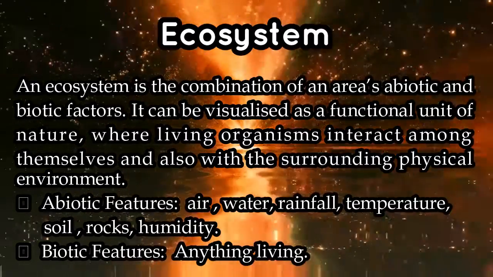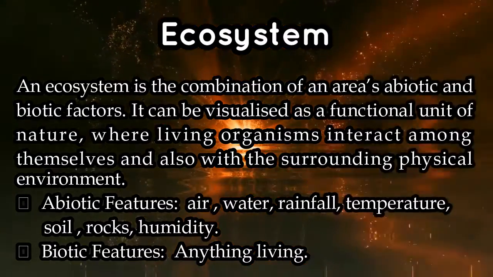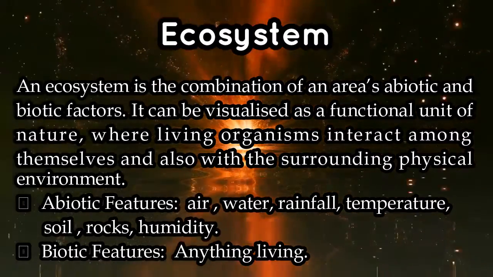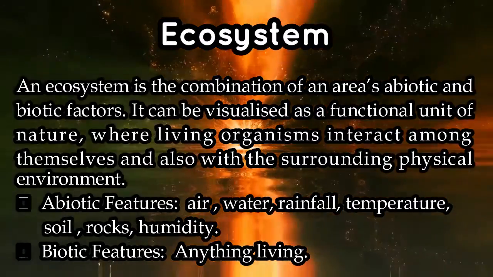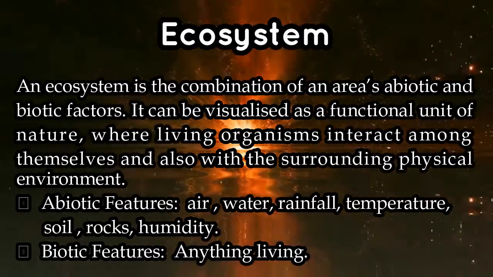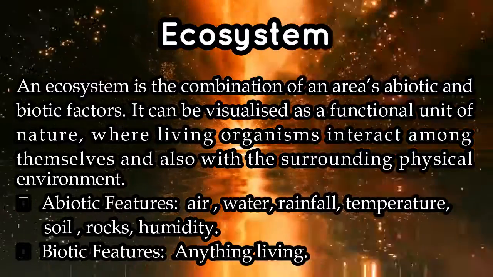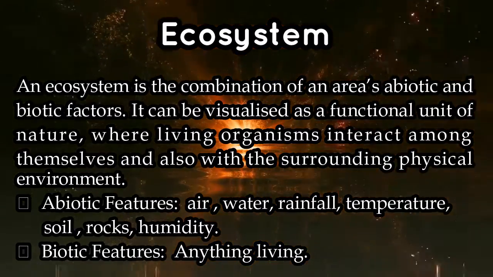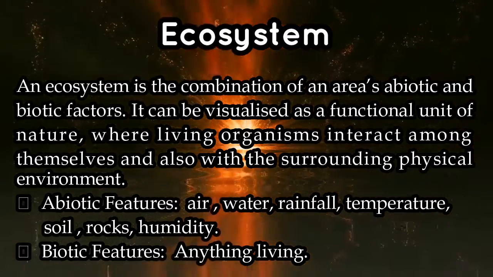Now as you can see, it is written that abiotic features contain air, water, rainfall, temperature, soil, rocks and humidity, whereas biotic features contain anything and everything that is living, right? So living beings are basically contained in the biotic factors. Now these biotic factors can be further divided into several groups, that is, producers and consumers.